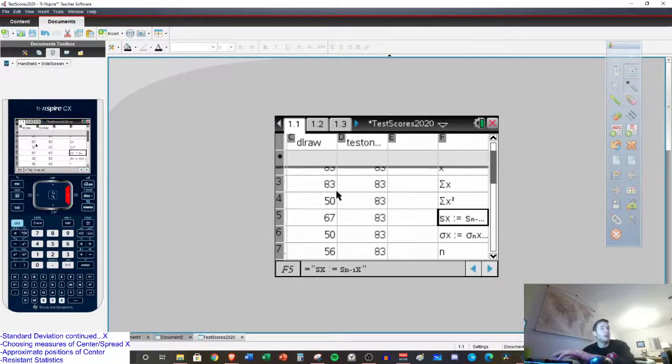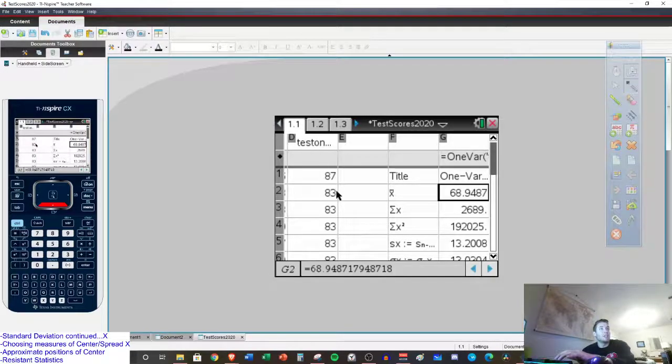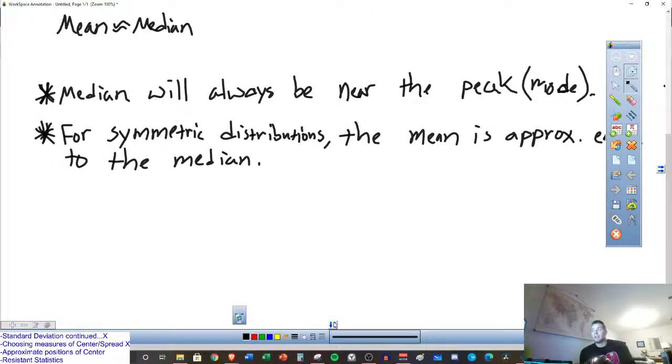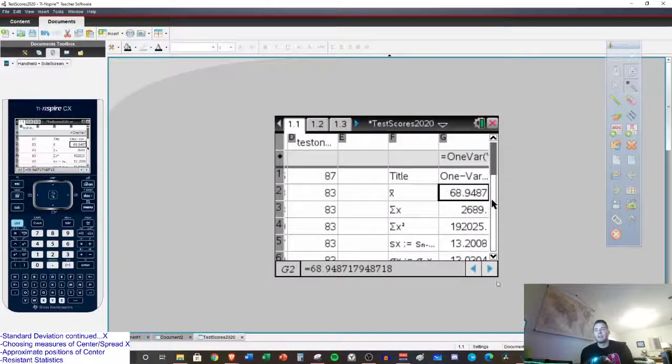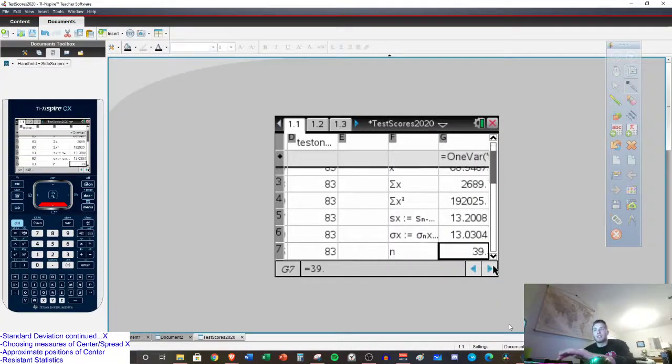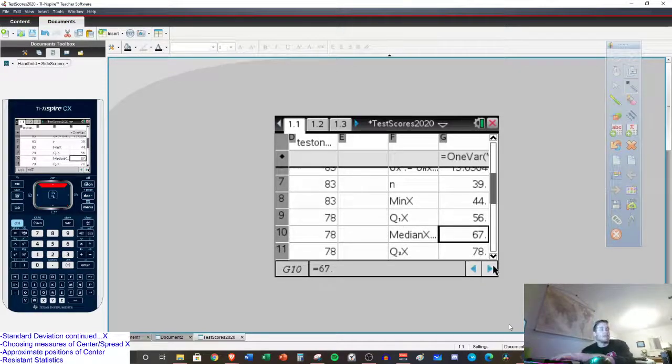So let's go back over here, and you can see it changed a little bit, but not a whole lot. Let me go ahead and write this down. You don't have to write this, it's just me keeping track of it. It's 68.9487. I'm going to call that 2 because that's our second mean from when we moved that point. Did the median change at all? Median was 67, so it stayed the same.